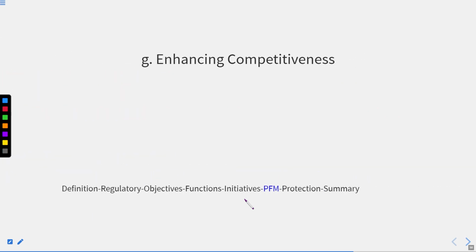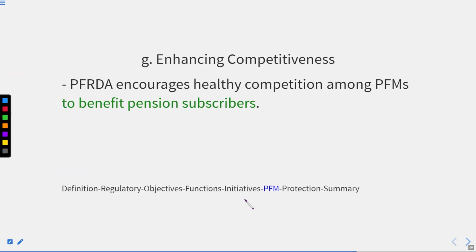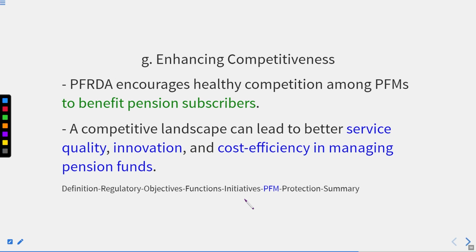Thereafter, enhancing their competitiveness. PFRDA encourages healthy competition among PFMs to benefit pension subscribers. A competitive landscape can lead to better services, quality innovation, and cost efficiency in managing pension funds.